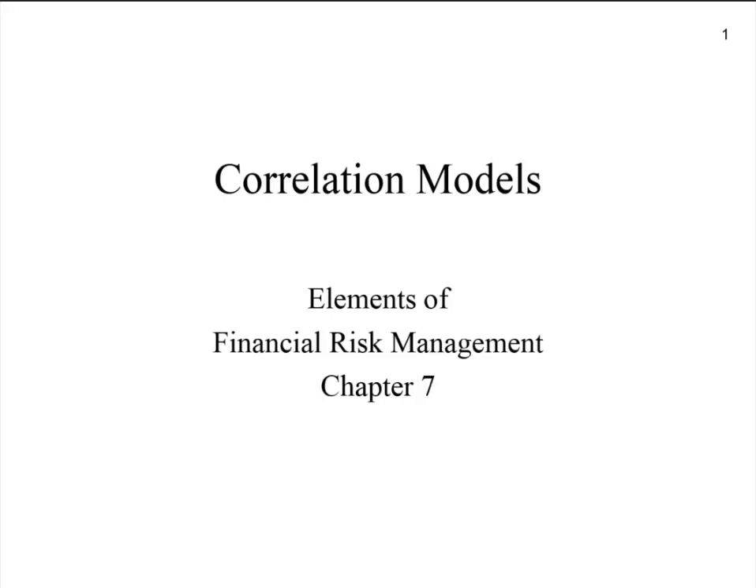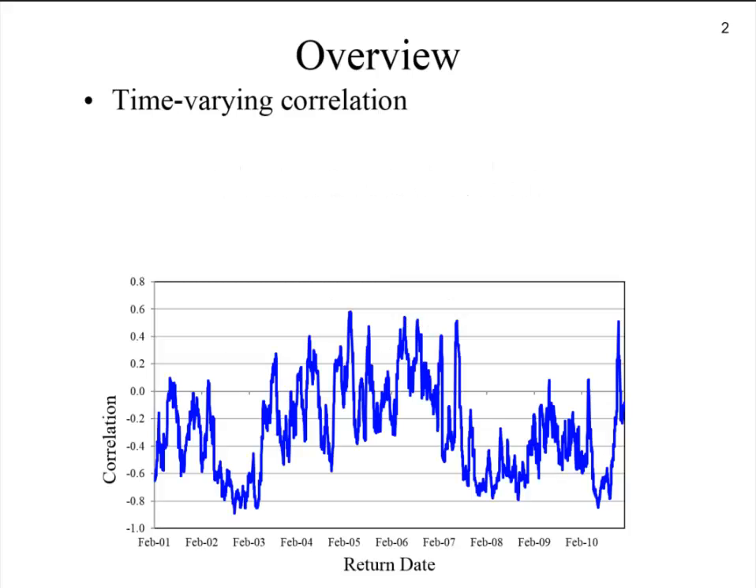Welcome. This is the material of Chapter 7, Correlation Models of the book Elements of Financial Risk Management by Peter Christoffersen. The goal in this chapter is to model the correlation between assets. This correlation changes over time, as we can see in this graph. We review first the constant correlation model, that is the base for portfolio variance and value at risk computation.